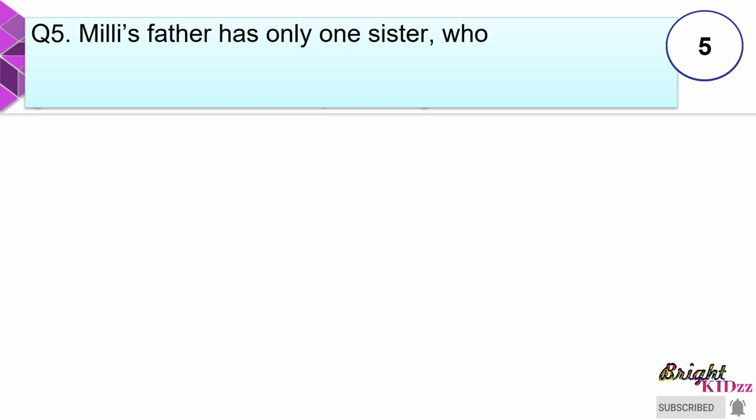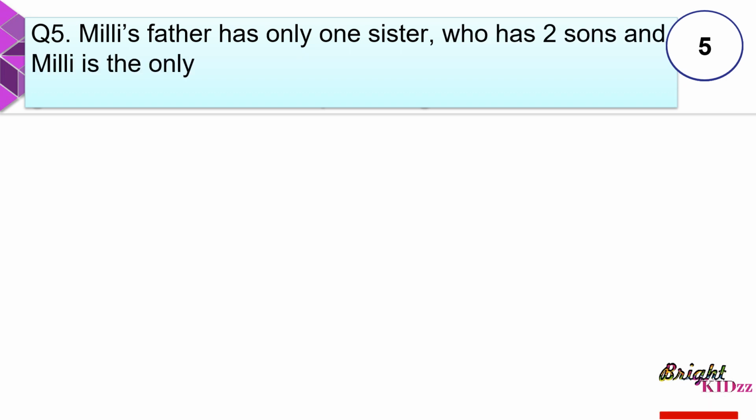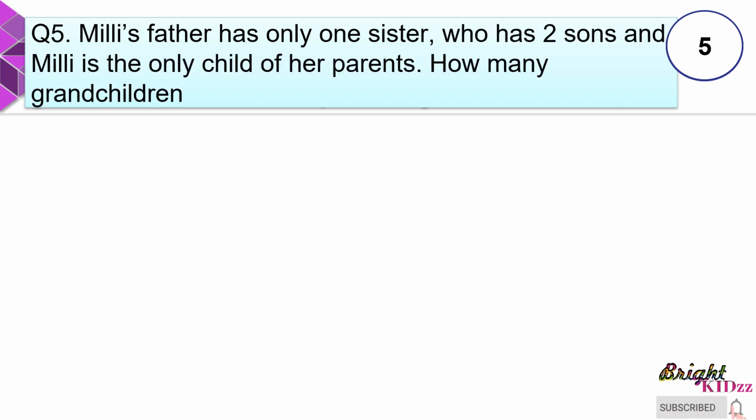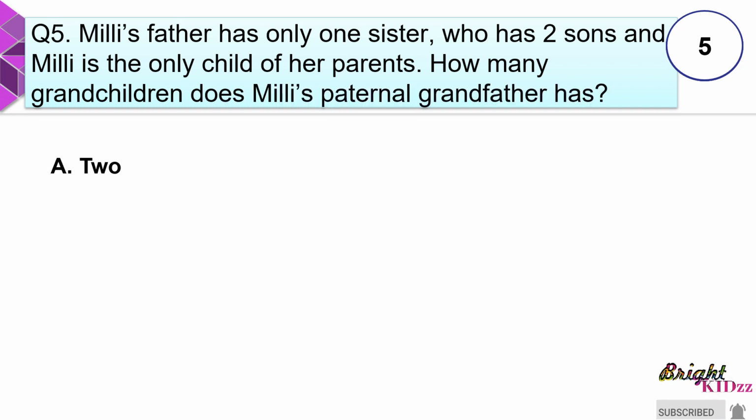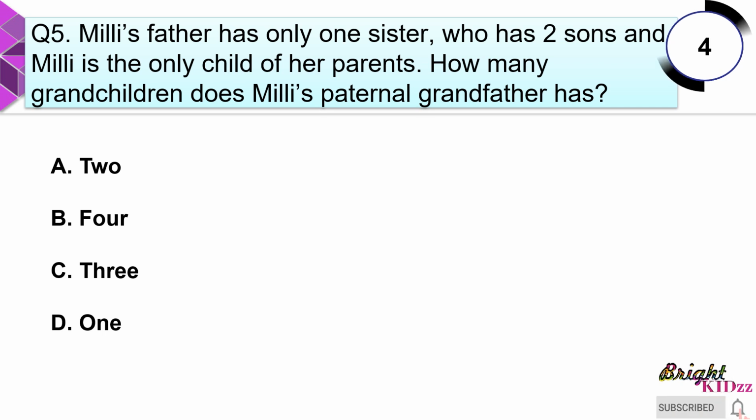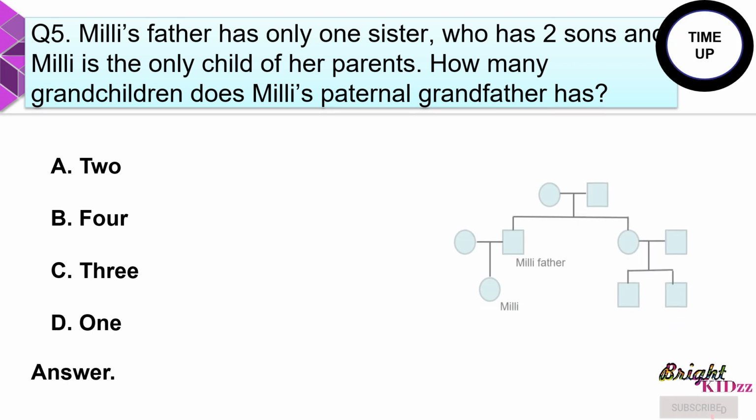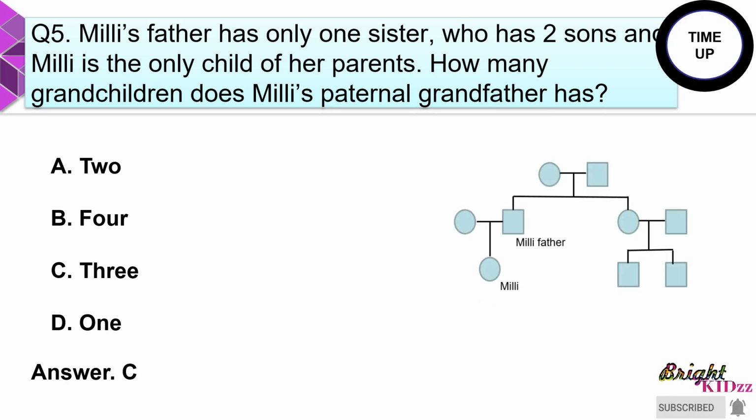Millie's father has only one sister who has two sons, and Millie is the only child to her father. How many grandchildren does Millie's parental grandfather have? 2, 4, 3, 1. Answer here is C, 3. We can see here Millie's father and his sister. So there are two children to them and one is Millie to his father, and so Millie's grandfather has 3 grandchildren.